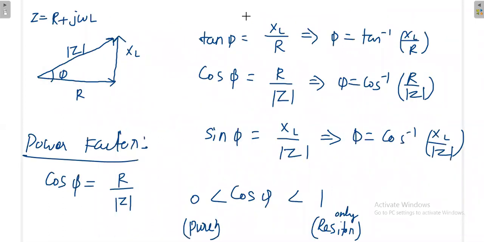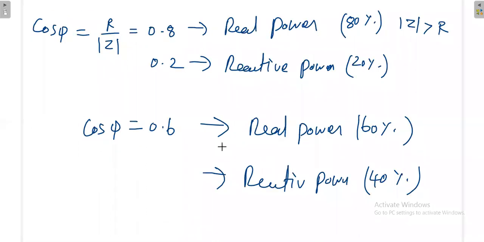Sometimes we should try to improve the power factor. If it is low, then we have to make a power factor correction by inserting some equipment in the electrical system. That is called power factor correction.